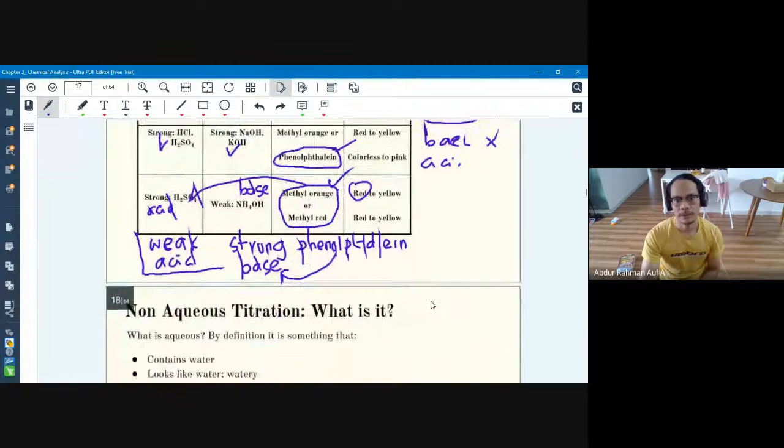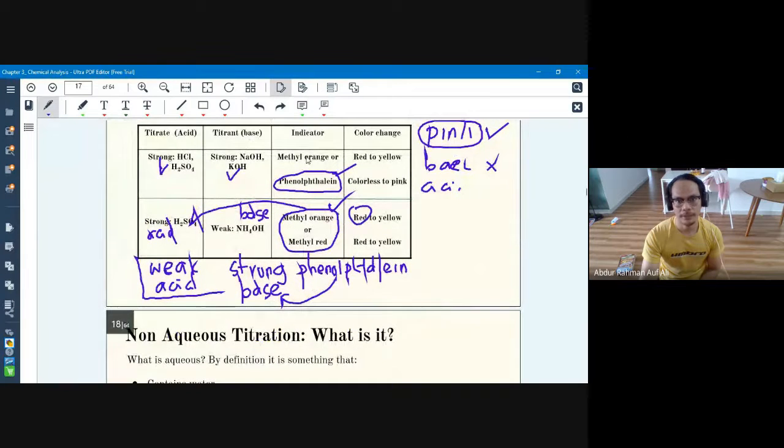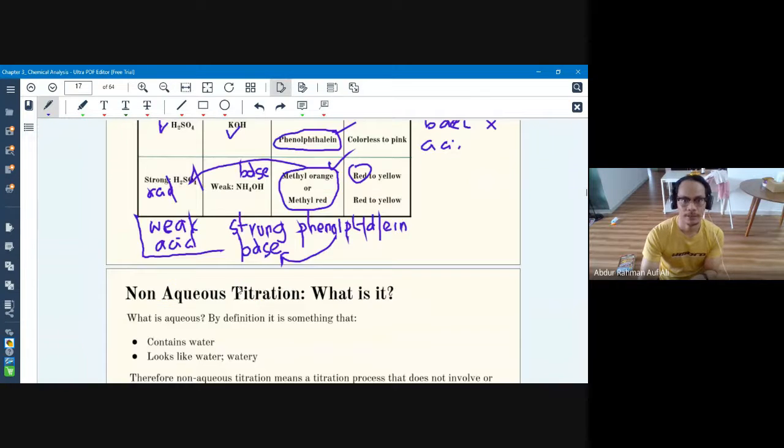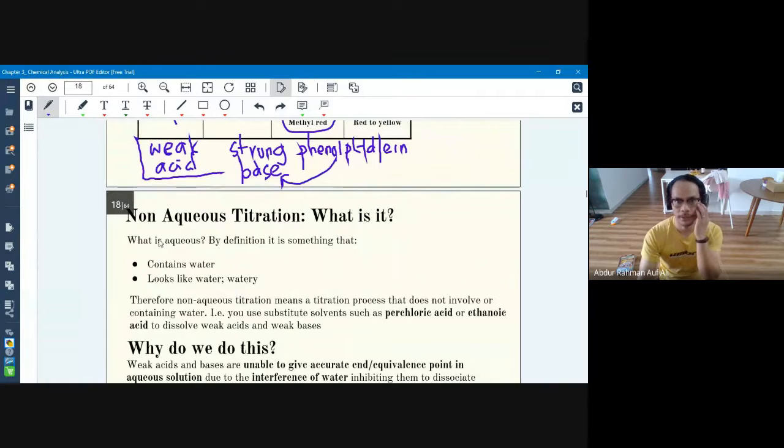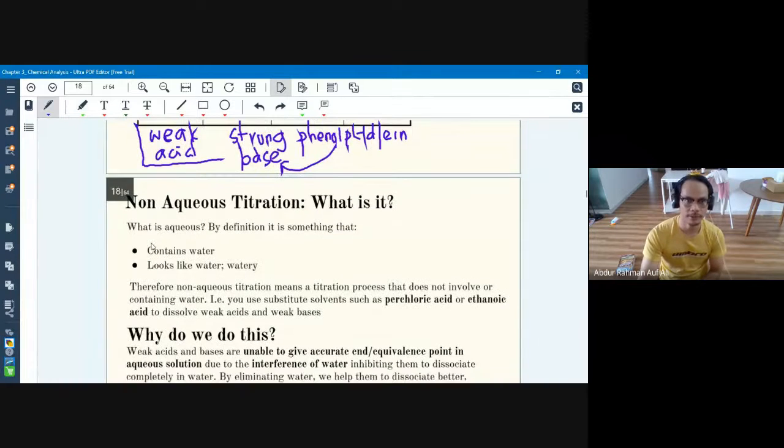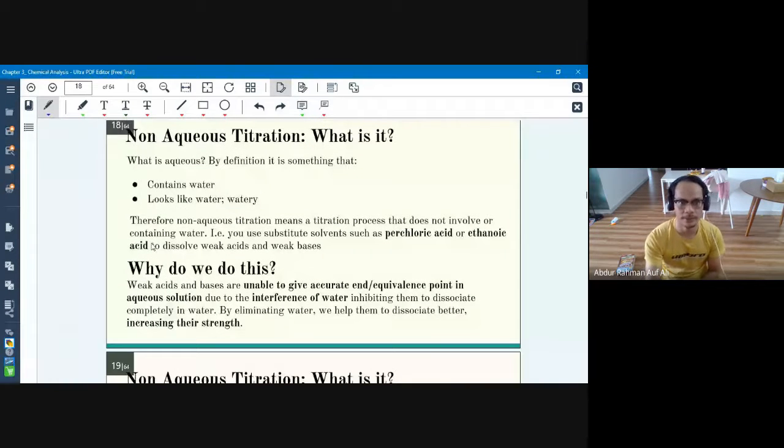Okay, so these are the three indicator lah, methyl orange, methyl red, ataupun phenolphthalein. And we use a specific indicator solution depending on the strength of the acid ataupun the strength of the base. Okay, moving on, kita nak tengok non-aqueous titration. So what is non-aqueous titration? It's still acid and base, tapi we are dealing with a very weak base and a very weak acid.